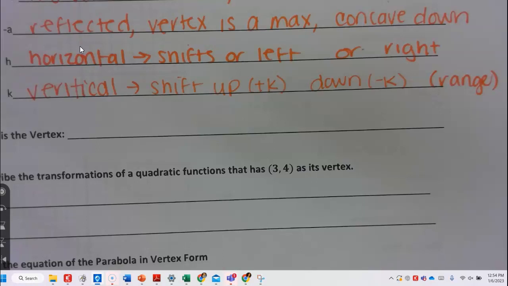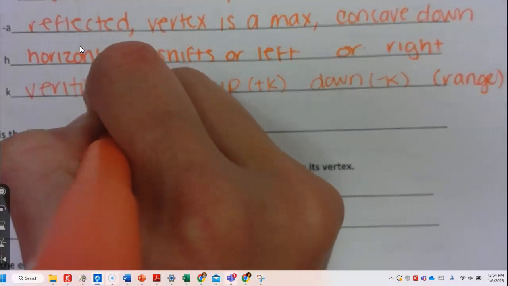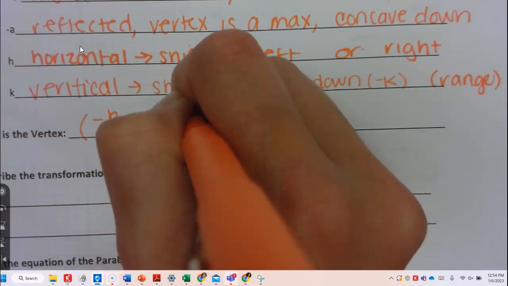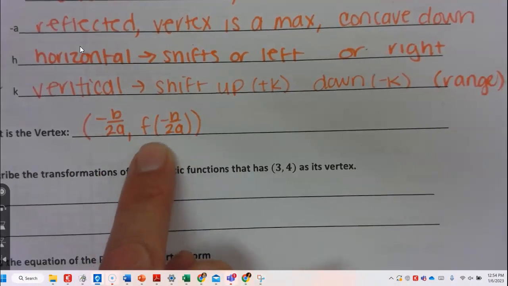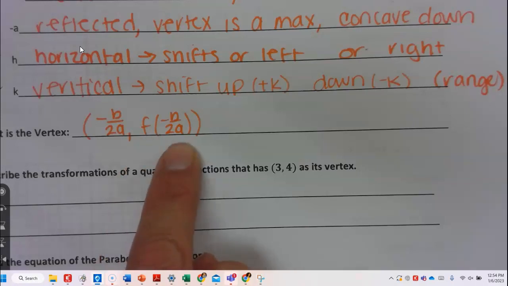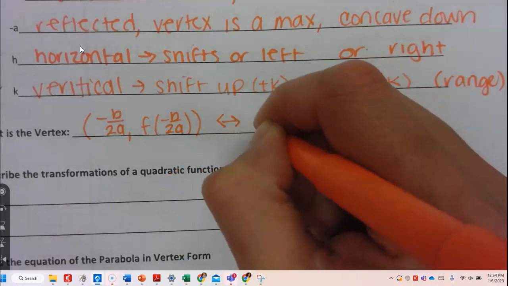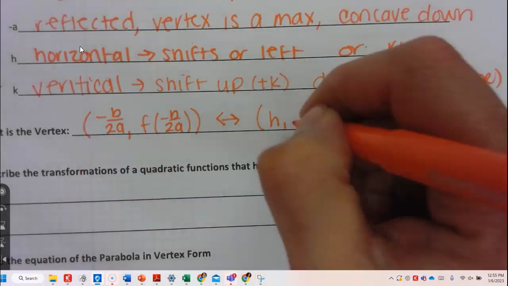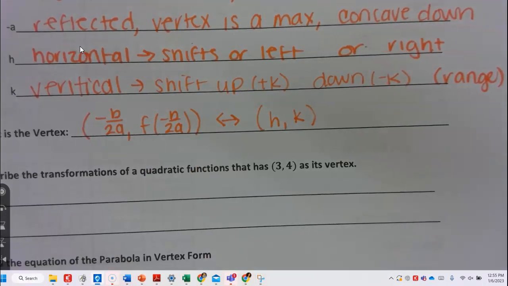The vertex in standard form comes from negative b divided by 2a, and then plugging that in to solve for k. So when we plug something into a function, we put it in function notation as f of whatever you're plugging in. And then it's important to note in vertex form, the h is that negative b divided by 2a, and the k is plugging that value in.